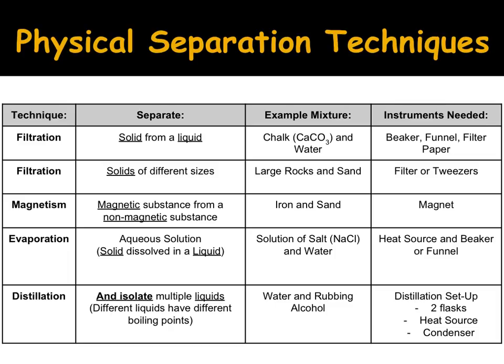For magnetism, you need a magnet, and you need whatever you're trying to separate to be magnetic. So the big key thing here is iron. If we ever say anything about iron, one of the answers is going to be magnets. You need a magnet to separate that out. We also have evaporation.